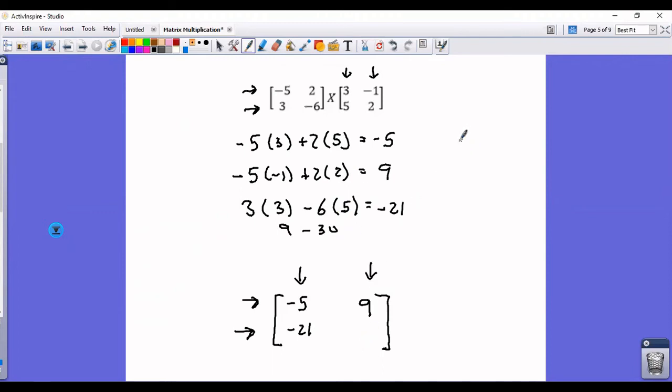Second row, second column? Who's got a jump out there? 3 times -1, minus 6 times 2. Perfect. Right, so that's -3, -12, both are negative, so -15 there. All right, and again, if you throw that into Desmos, it's going to do it really quick for you. Sometimes the numbers are small, it might be easier to do it by hand.